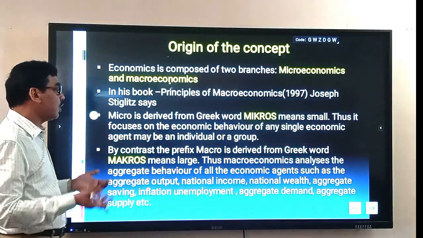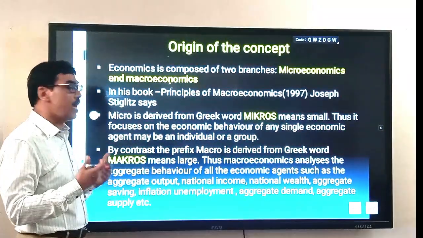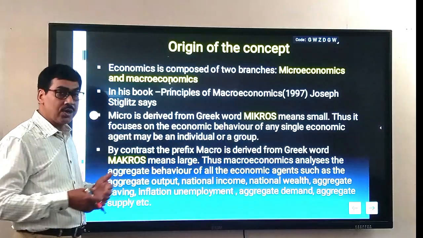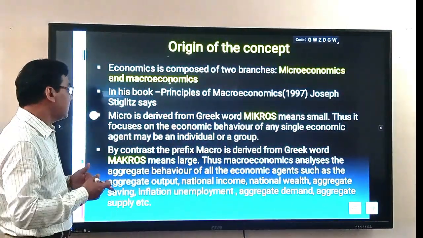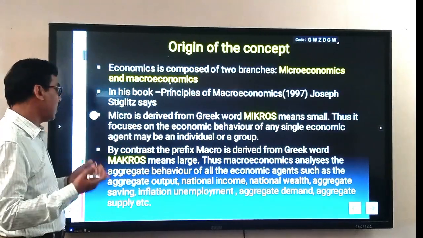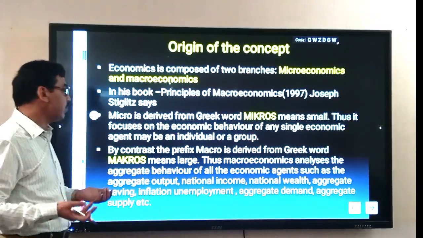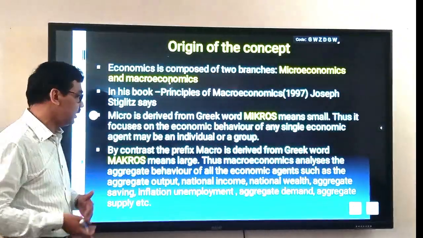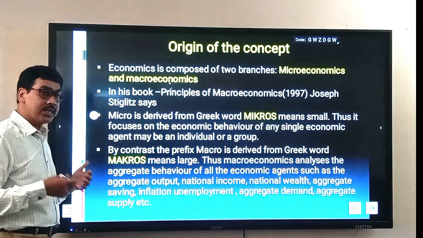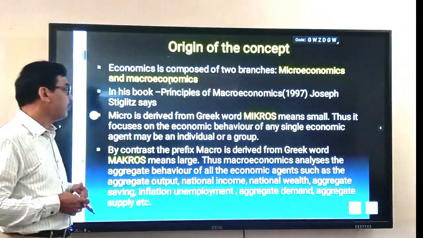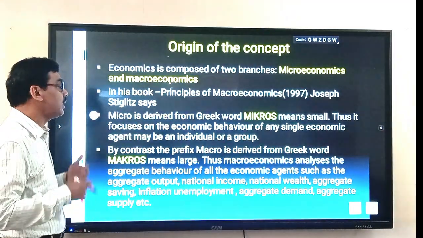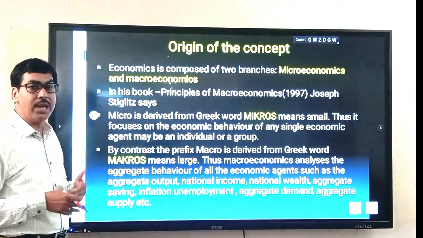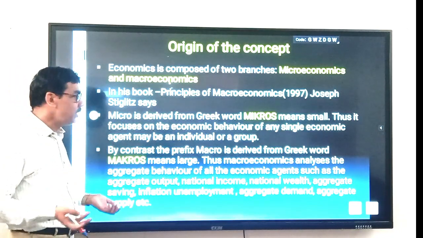Similarly, by contrast, the prefix macro is derived from the Greek word makros, M-A-K-R-O-S, which means large or aggregate. Therefore, macroeconomics analyzes the aggregate behavior of all the economic agents, such as aggregate output, national income, national wealth, aggregate saving, inflation, unemployment, aggregate demand, aggregate supply, excess savings, investment, everything.